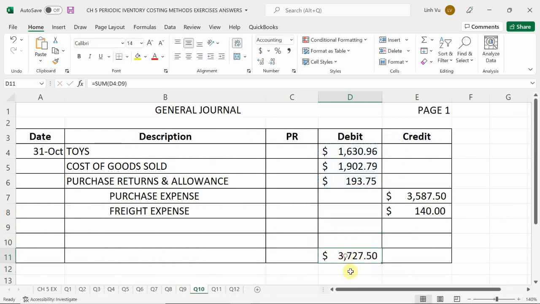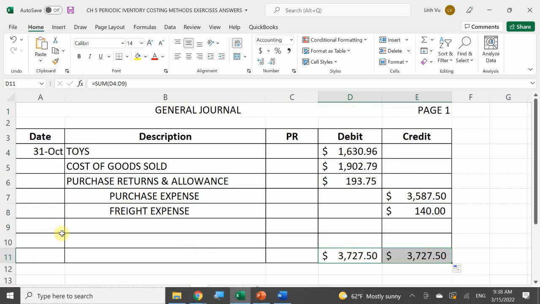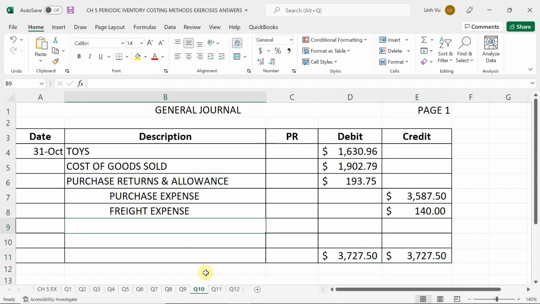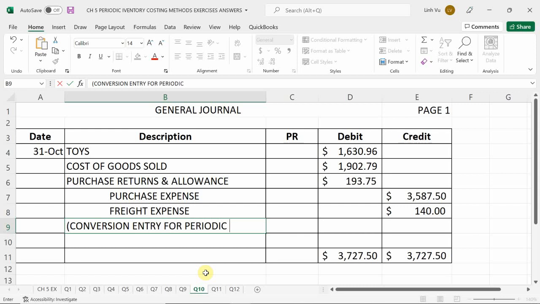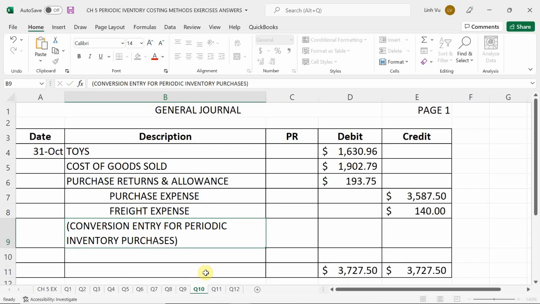So here I'm going to match my debits of 3,727.50 on the left, 3,727.50 on the right. Okay. And conversion entry for periodic inventory purchases. Okay.